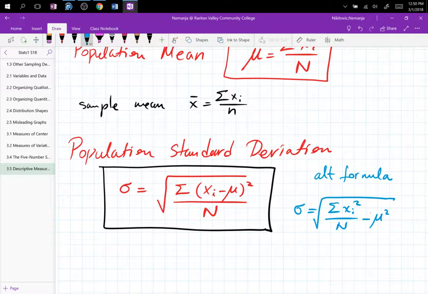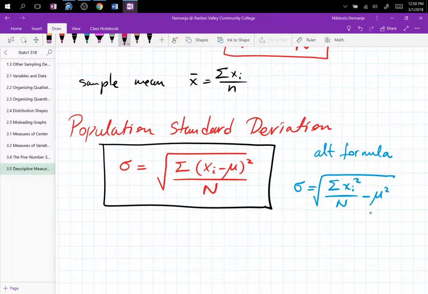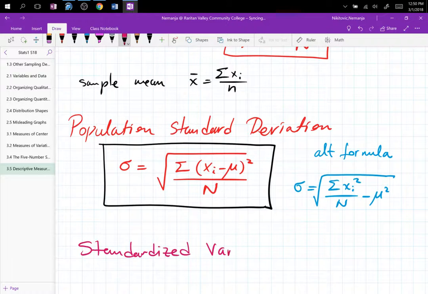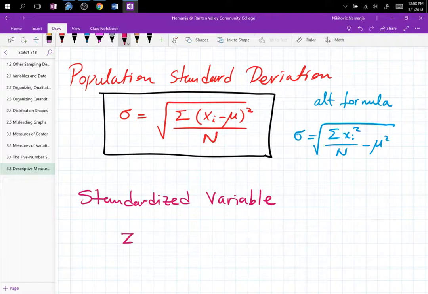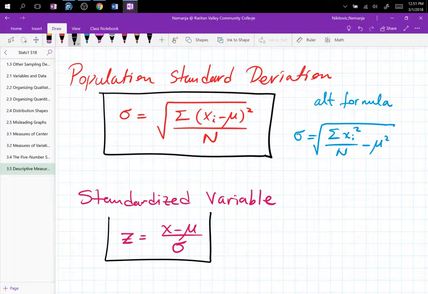All the calculations are the same as before. We'll obviously do the example. And the last thing, which is completely new, you haven't seen before, is going to be the standardized variable. Z is equal to x minus mu over sigma. I will explain this as we go along. Each xi, each observation, has its own z. Now we'll talk about what this means.